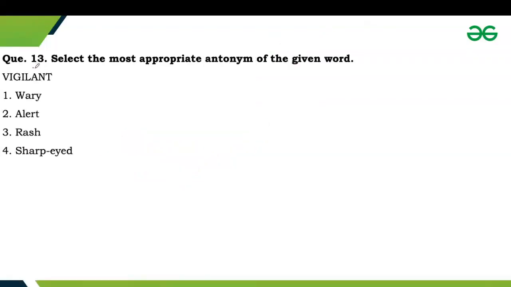Next one is question number 13. Select the most appropriate synonym of the given word: vigilant. Vigilant refers to someone who is very careful about possible dangers.